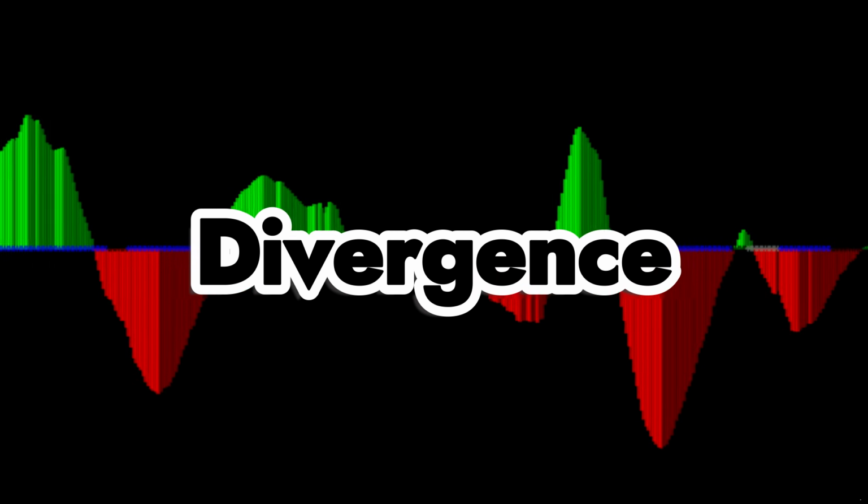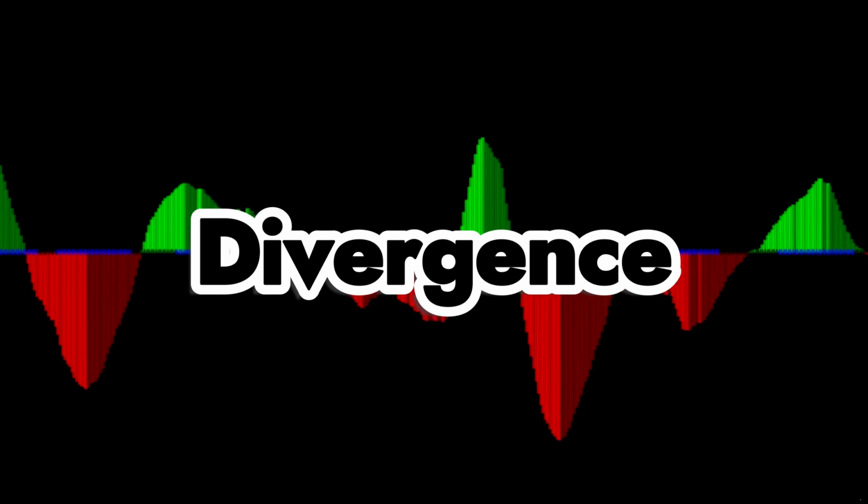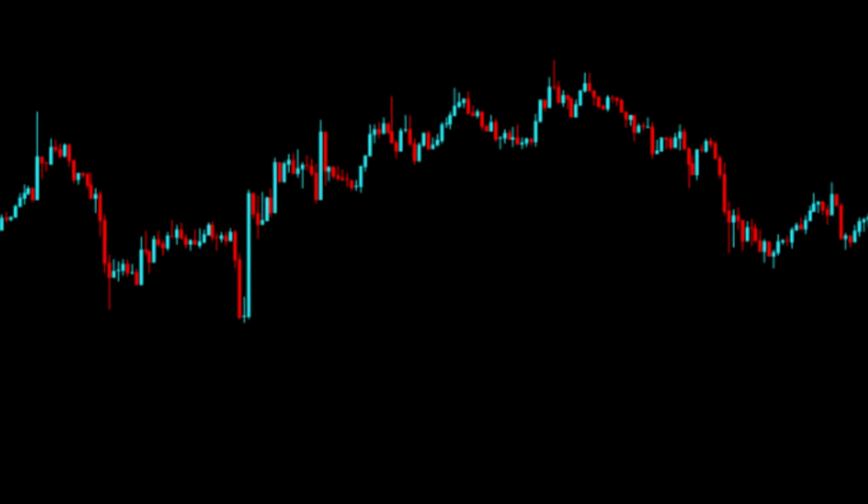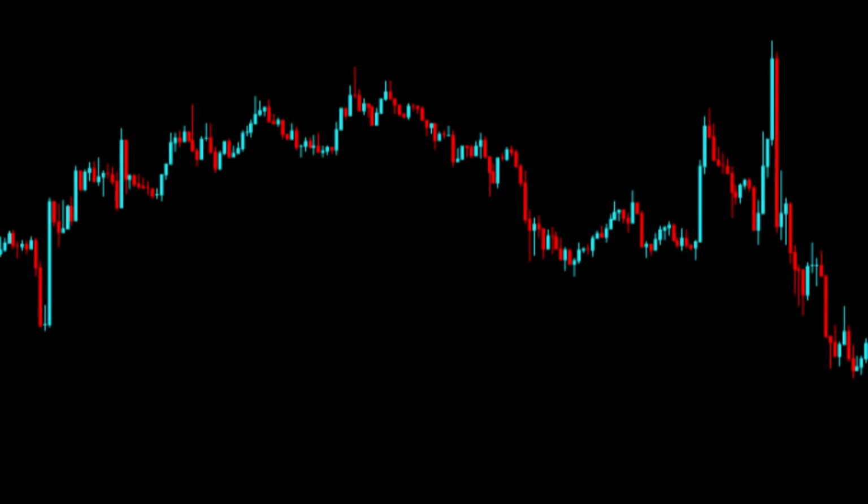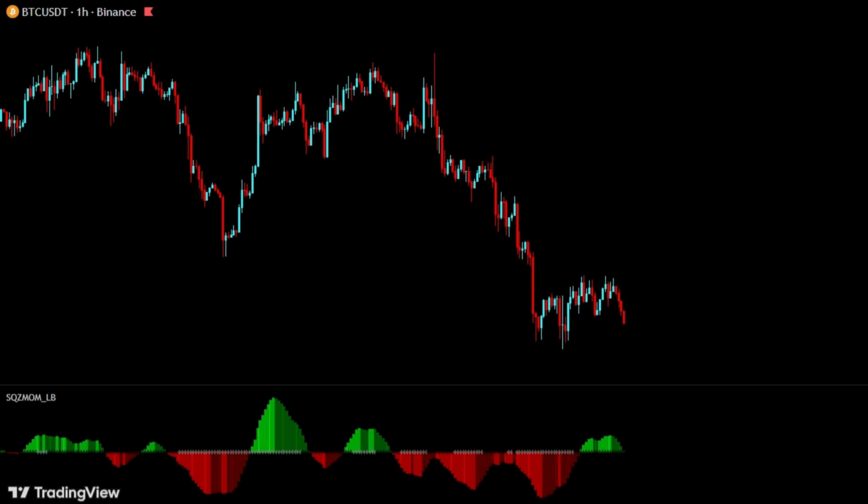So we're going to use this indicator to identify divergence setups, which can highlight areas where market momentum may be changing. Now, if you are not familiar with divergence, don't worry, I'll explain exactly what it is and how it works in just a moment. But before we do that, let's take a quick look at the indicator settings.